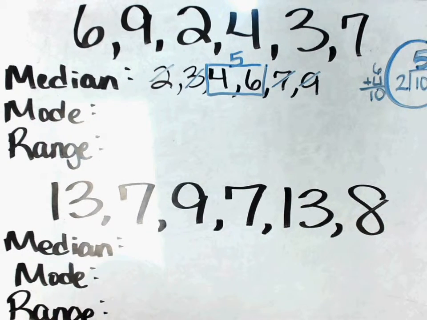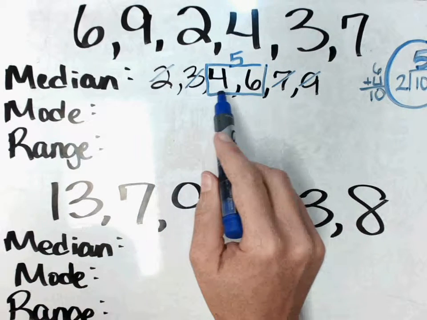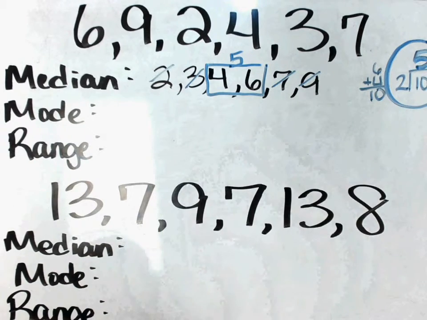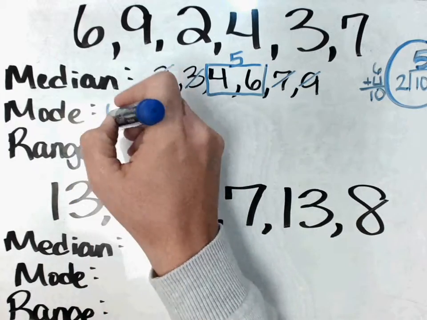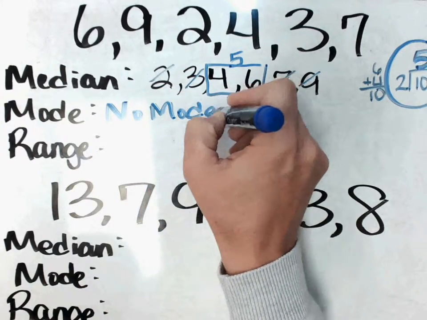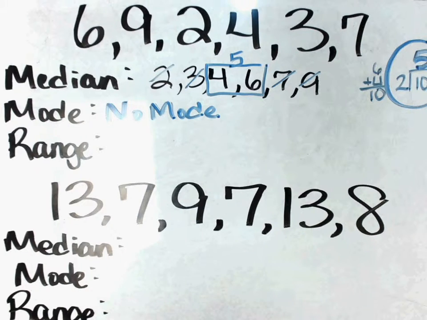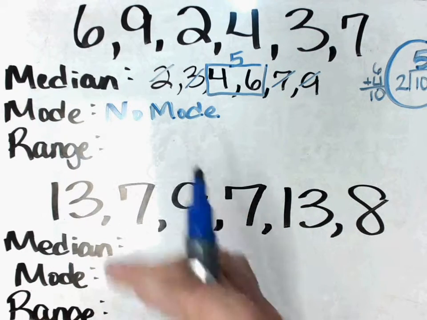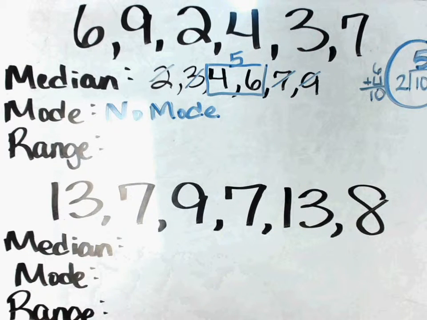Now the mode. Mode is the one that's repeated the most. Well, there were no numbers that were repeated. So in this case, there is no mode. Sometimes you won't have any mode at all. Mode is the only one that you can have two of, or you can have none of. You always have a median, you always have a mean, you always have a range, but sometimes there will be no mode at all, okay? So in this case, there is no mode because there's no number that's repeated the most.